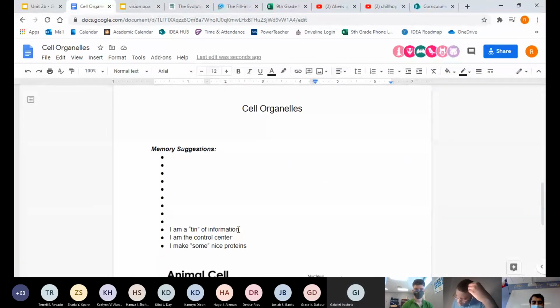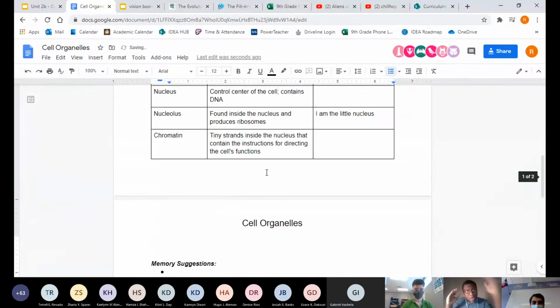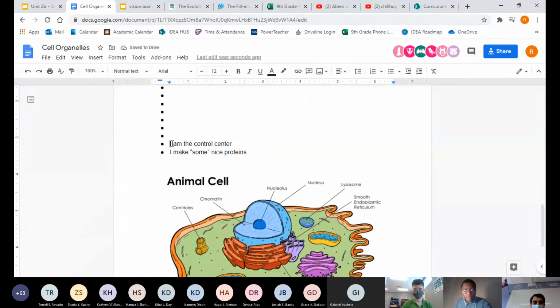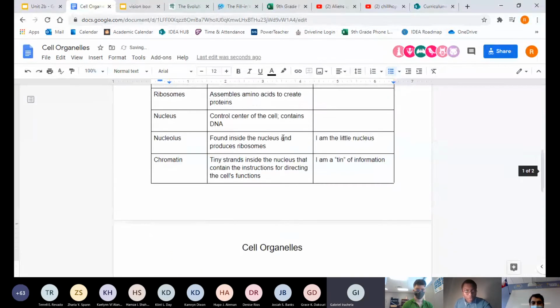I am a tin of information. That's going to be chromatin. I am the control center. So this is, of course, the thing that's in control. Nucleus. That's going to be the nucleus. Very good.